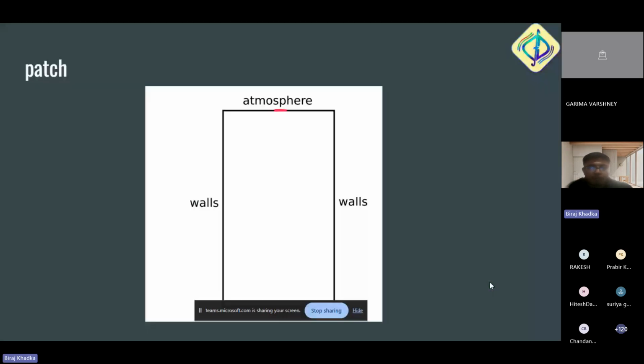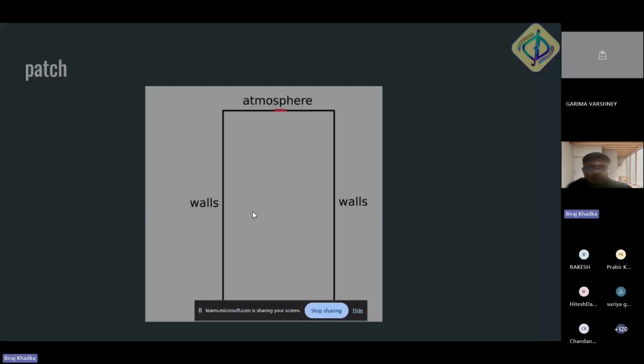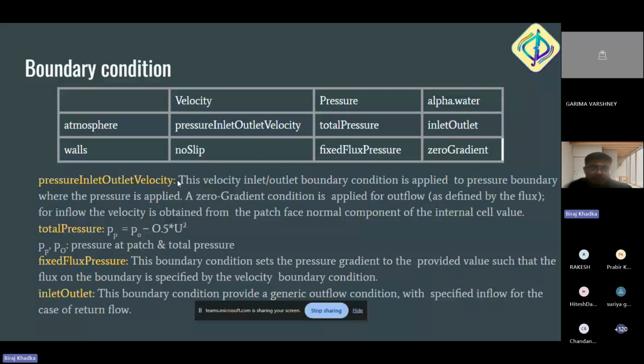In our problem, there are two patches, namely atmosphere, where the top face is exposed to the atmosphere, and the rest are walls. Regarding the boundary conditions, for the velocity, pressureInletOutletVelocity is applied, where pressure is applied at the boundaries, and it is the same as zero gradient for the outflow, whereas for the inflow, the velocity is the same as the internal cell value.